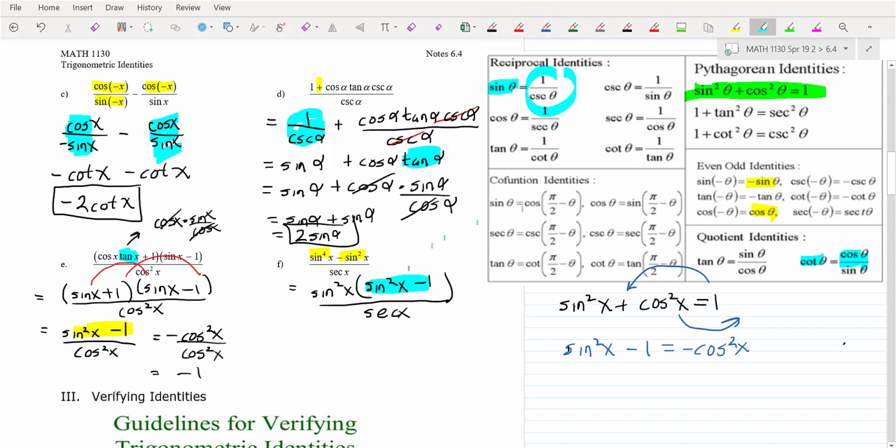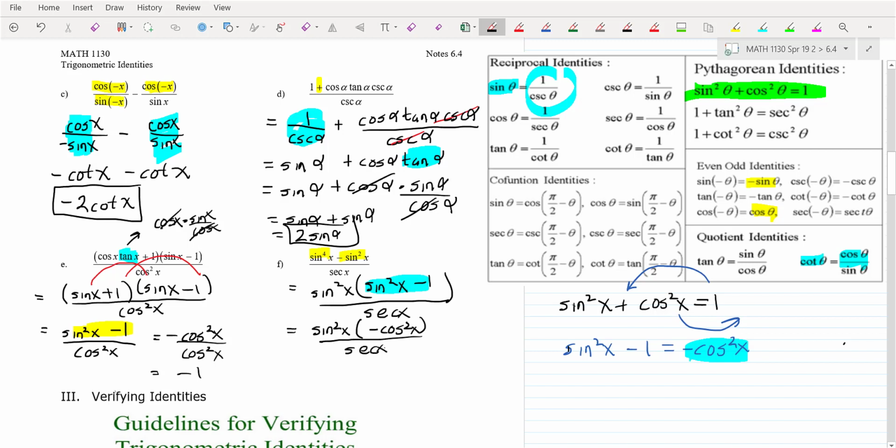Okay, that would be my thought on how to do that. So what I'm going to do is replace sine squared x minus 1 with negative cosine squared x, and then just see where this leads me next. So let's do that. Let's change this to sine squared x, and change that to negative cosine squared x, and then it's all over secant x.